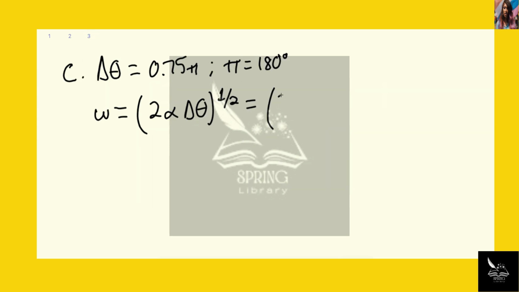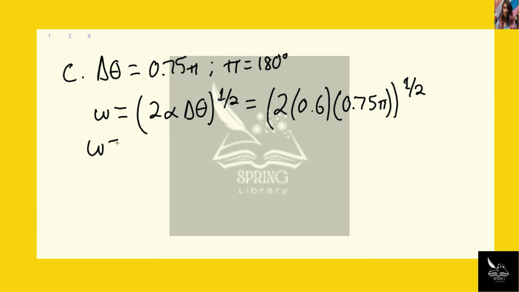And at this point, we can solve. So 2 times alpha, 0.6, and then times 0.75 pi. And we can do this all to the 1/2 power. And omega is found to be 1.681 radians per second.